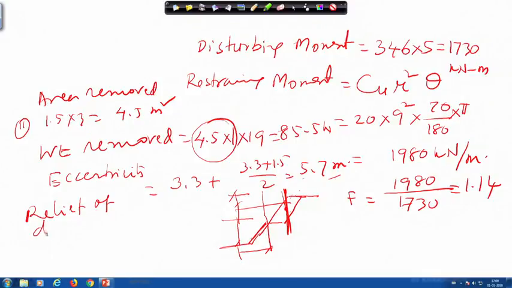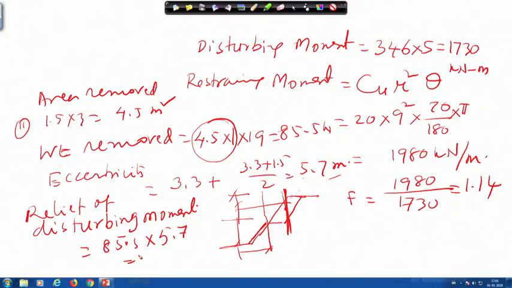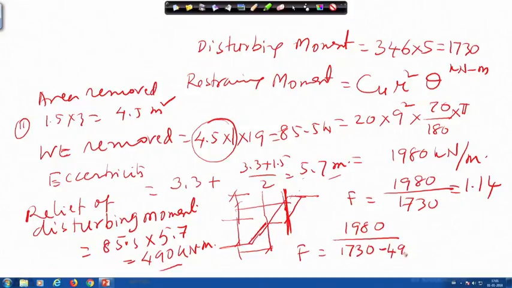So, the relief of disturbing moment will be equal to 85.5 W and it is 5.7. So, that becomes 490 kilonewton meter. Now the new factor of safety will become, 1980 is the resisting moment, unchanged, but the disturbing moment is reduced. Originally it was 1730, now 490 is subtracted. So, this gives you a factor of safety equal to 1.6.